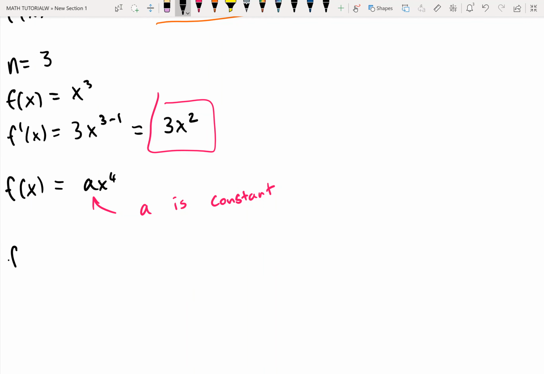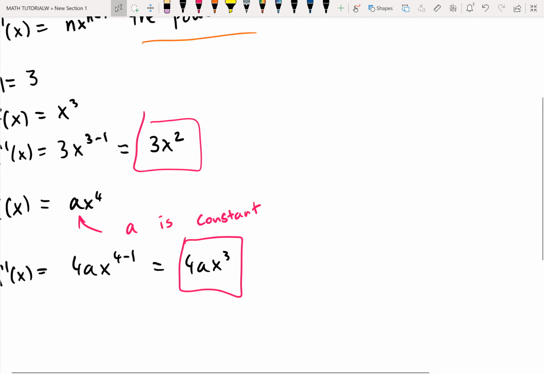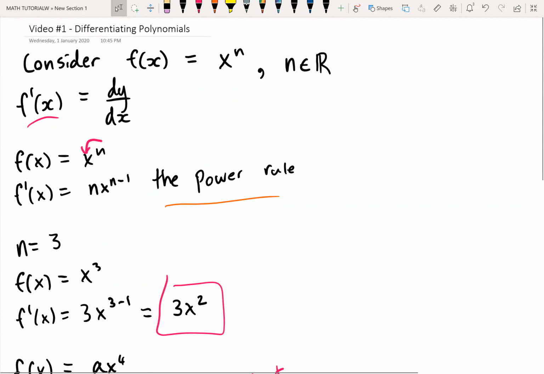So the derivative of this is 4a x to the power of 4 minus 1, because our n is 4 in this case, and our n minus 1 can simplify to 4ax to the power of 3. So 4ax cubed. Okay? And that is the power rule. So it's a pretty simple rule.